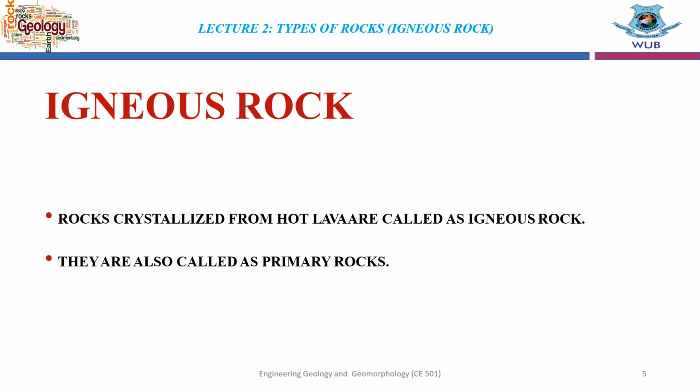Igneous rock. Rocks crystallized from hot lava are called igneous rock. They are also called primary rock. Igneous rock is formed through the cooling and solidification of magma or lava. The magma may be derived from partial melts of pre-existing rock in either a planet's mantle or crust. Typically, the melting of rocks is caused by one or more of three processes.